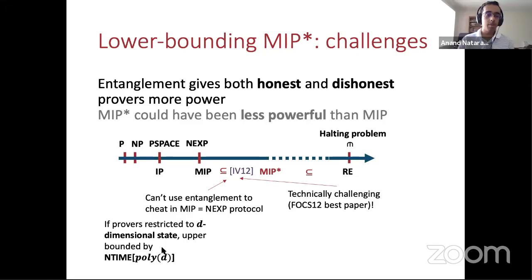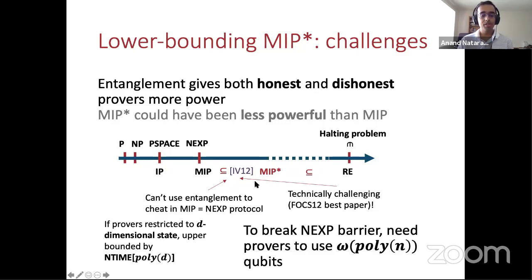Okay, so the point I was trying to make is that from the previous slide we saw this argument that if you have a d-dimensional state, then you have an upper bound. So if I want to get a lower bound on MIP star that's as strong as possible, I need to design a protocol that uses a state with as high a dimension as possible. And in particular, if I want to separate MIP star from the classical counterpart, MIP, which is at least what I need to do to get up to here.